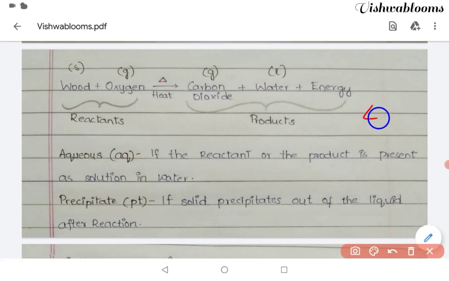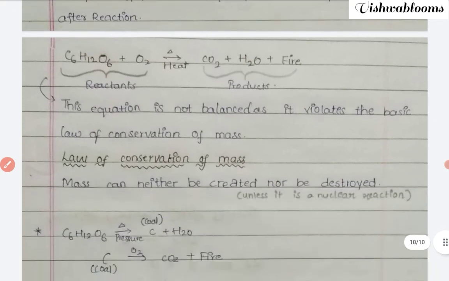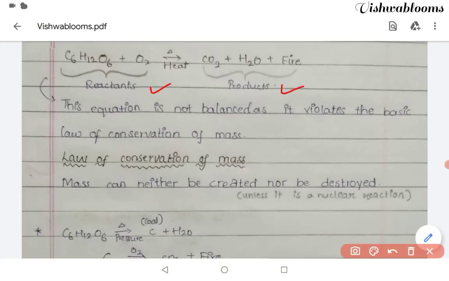Now I'll tell you about this arrow mark. The small triangle above the arrow mark is the change. It actually determines the change. Here you can see that wood plus oxygen plus heat is being changed, right? Its state is changed from solid and gas to liquid and gas. So that change is what the small triangle shows. We have already discussed that these two are reactants and products. This is just a summary of that.